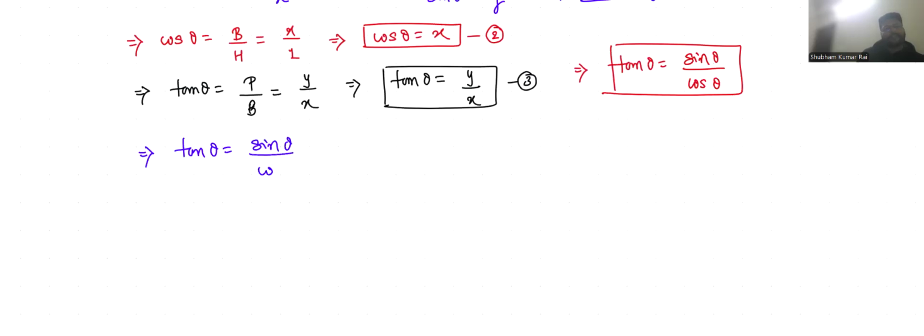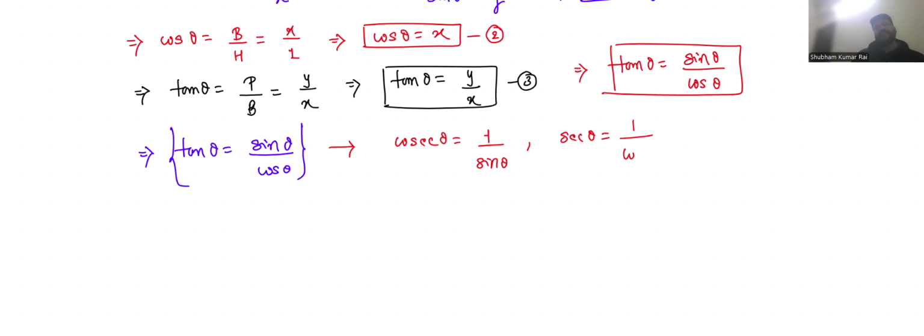As I have told you, for the inverse, or reciprocal, we can say that cosec theta is 1 upon sin theta. Sec theta is the reciprocal of cos theta. And tan theta is the reciprocal of cot theta, that is 1 upon cot theta. So these were the trigonometric ratio formulas that we have discussed till now.